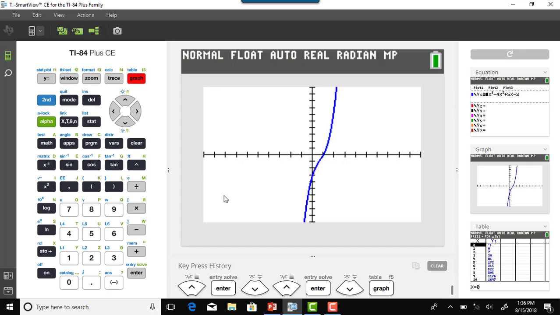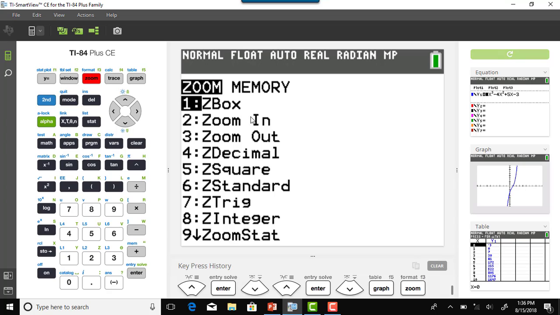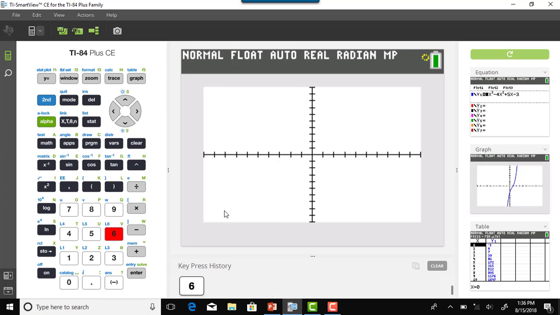So the easiest way to get to a standard window, if you have something that's not already in a standard window, is across the top here you have this button that says zoom. And just like you could on a camera or anything, you can zoom in, you can zoom out. So you can zoom in, zoom out, and some different things that we won't use. But this one down here, number 6, where it says zoom standard, that is the one that will get it back to a standard viewing window for you.